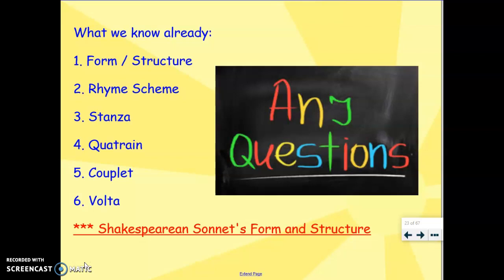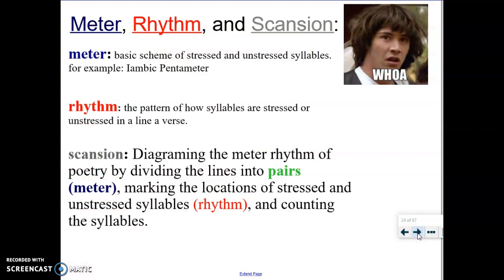We know what a couplet is from Romeo and Juliet as well as our sonnets. A couplet is a pair of lines, a couple of lines that rhyme back to back. And then we also know what a volta is. A volta is a twist or a change in the thought process, the emotion, or the tone of a Shakespearean sonnet.